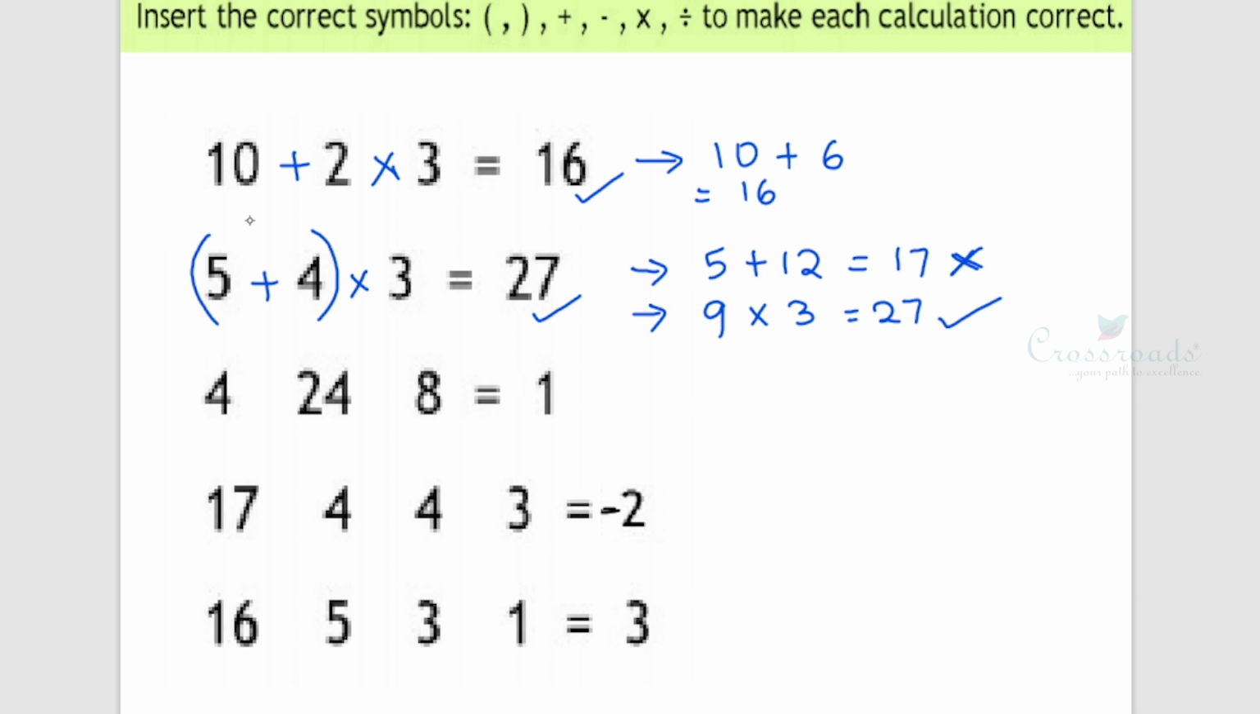Going further down, 4, 24, 8 is equal to 1. So in this case what do we do? Need to put division sign over here and minus sign over here. Why? 4 minus 24 divided by 8, 24 divided by 8 is nothing but 3. 4 minus 3, the answer is 1. Again we got the right answer.